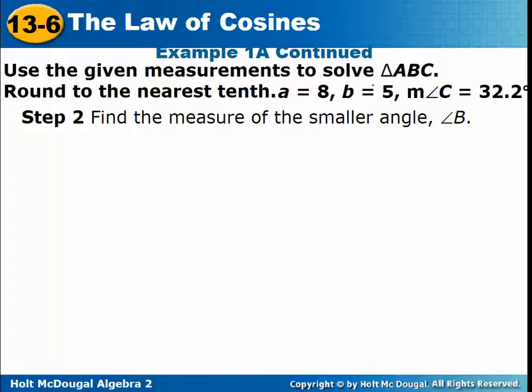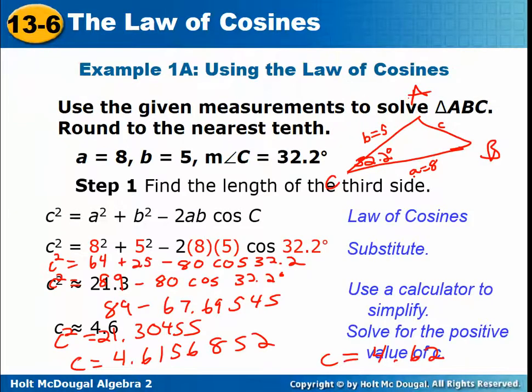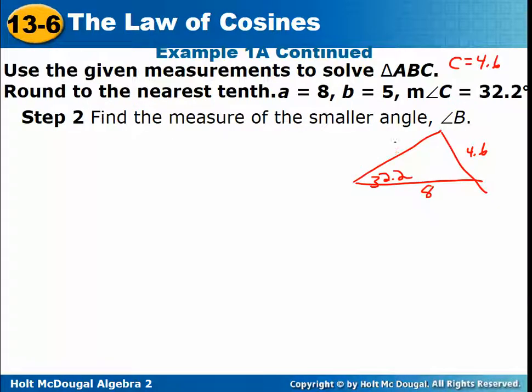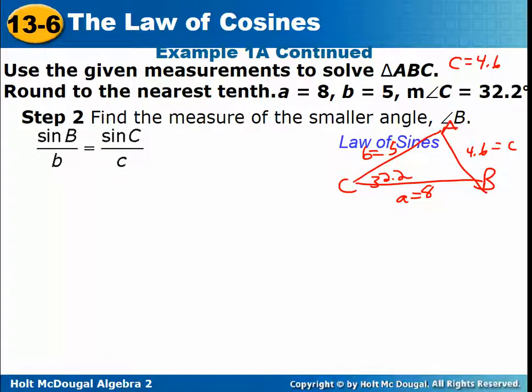So now that we know that c is 4.6, let me sketch this back together. So this was 32.2, and now we know this is 4.6. I called this A here, and this B. So this was C, this was A, this was B. So now that we have this information, we can use that to find the other angles, since the other 2 angles are still missing. So we're going to switch over to law of sines because we have enough information now to use the law of sines now that we found side c.